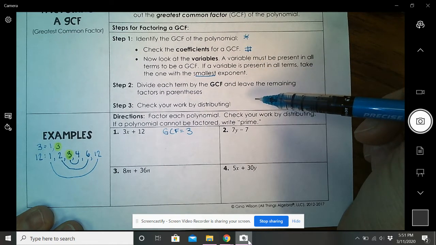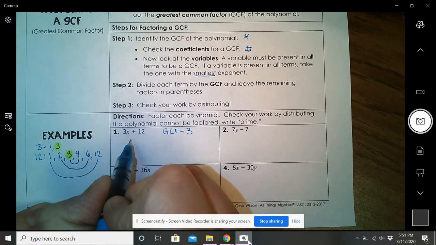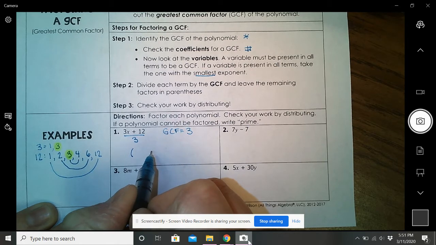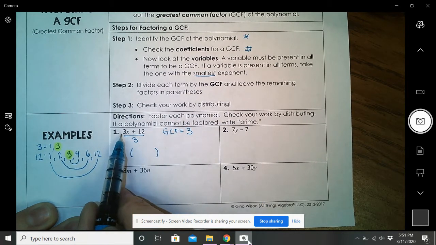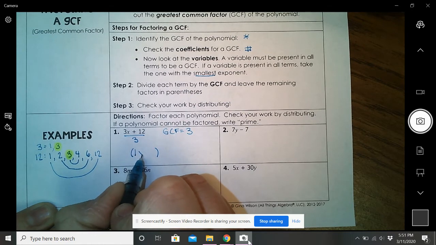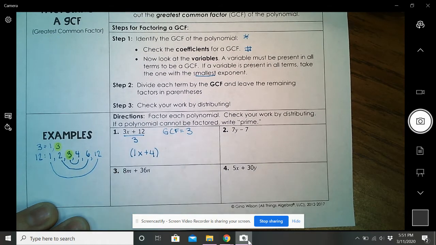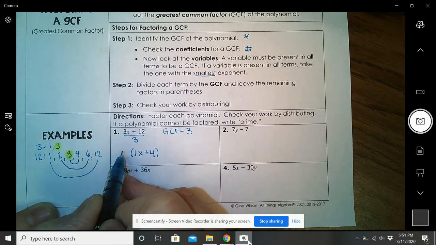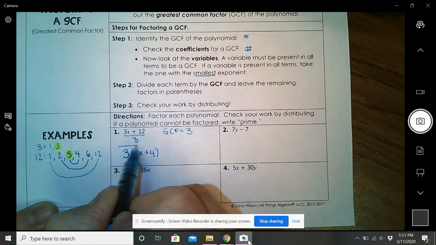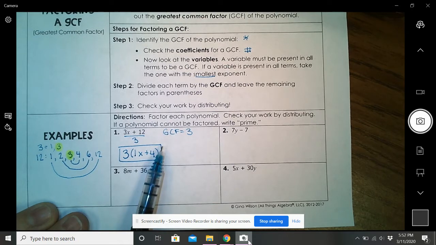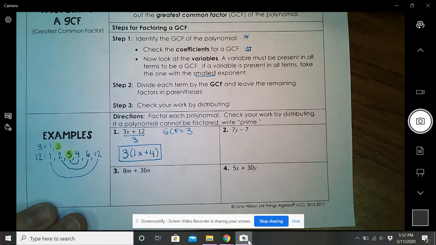Step 2 says divide each term by that GCF. So I need to divide everything by 3 and leave the remaining factors in parentheses. So if I do 3 divided by 3, I get 1, and there's an x attached to that. If I do 12 divided by 3, that's 4, no x attached to that. And I'm going to write the GCF out front because remember, I am backwards distributing. Here I am saying if I take 3 and multiply it by both things in the parentheses, I'll get back to my original problem of 3x plus 12.